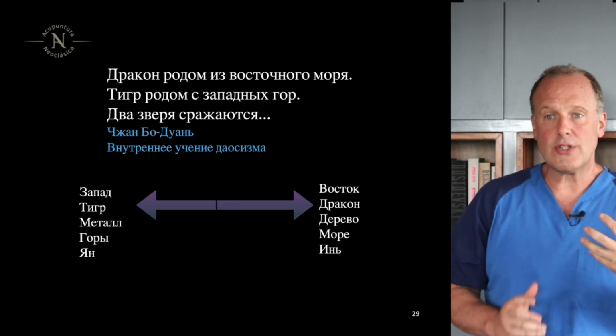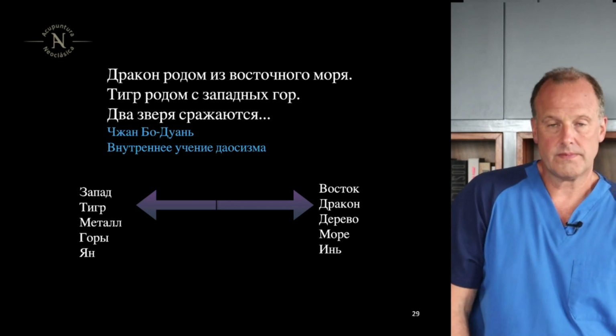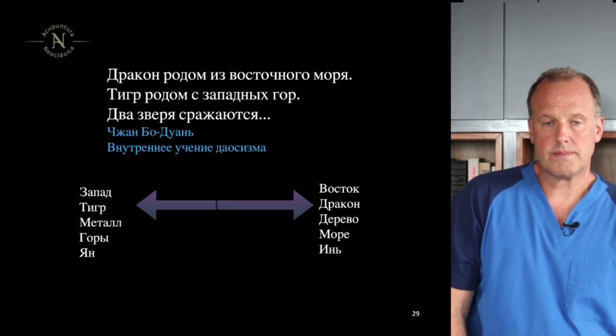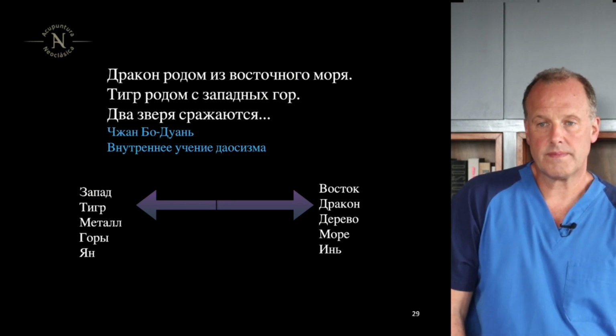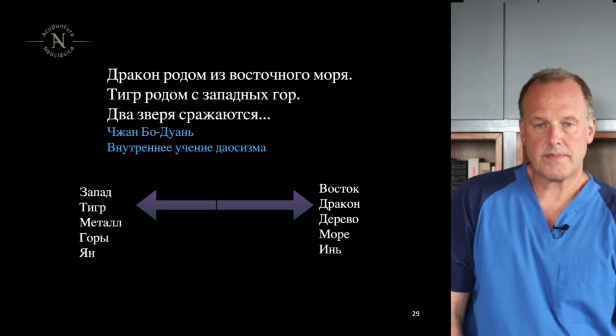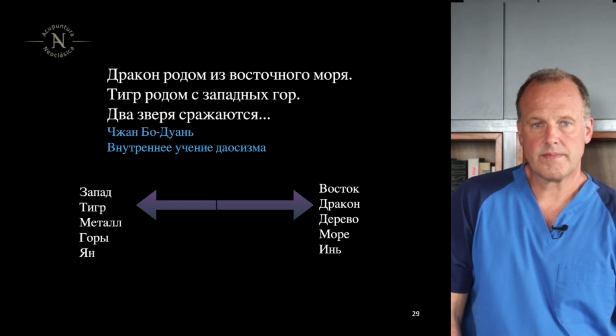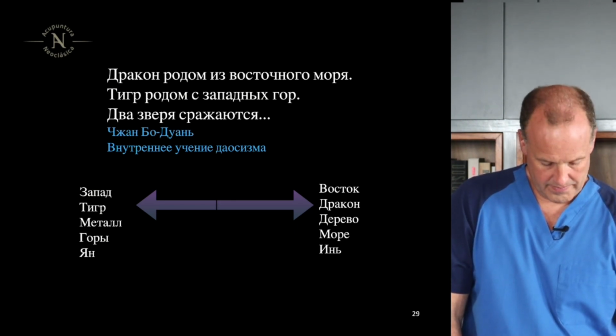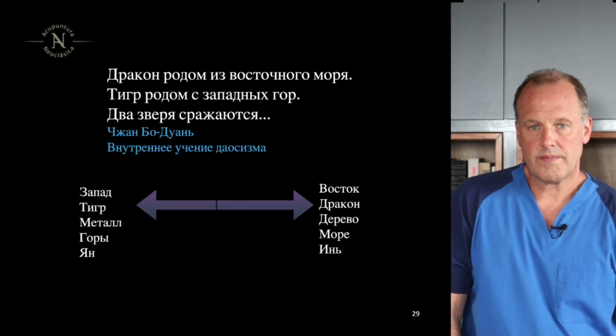There needs to be a resolution. Здесь мы вновь видим напряжение между Востоком и Западом. И совершенно очевидно, что дракон связан с Востоком, а также дракон находится в море, а море – это инь. В свою очередь тигр у нас обитает в горах. Горы – это ян. И мы говорим о том, что два зверя сражаются. То есть они встретились в битве, и эта битва должна каким-то образом разрешиться.